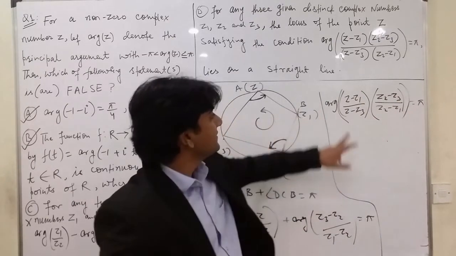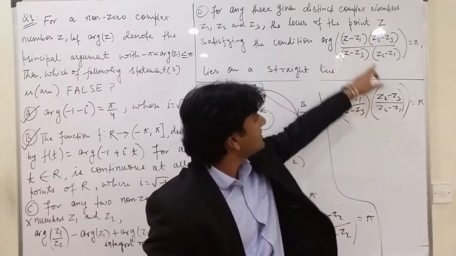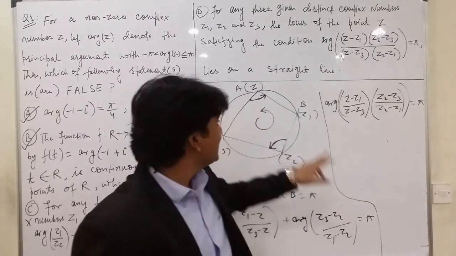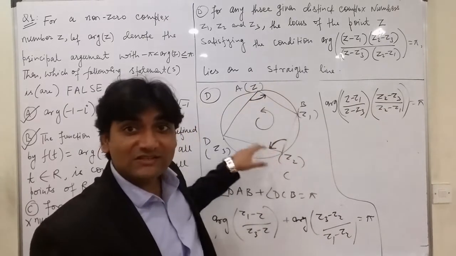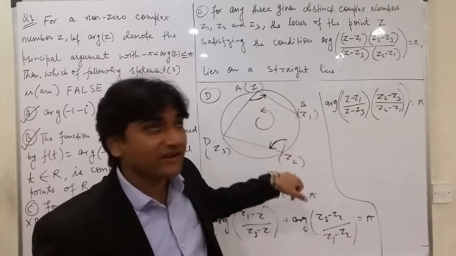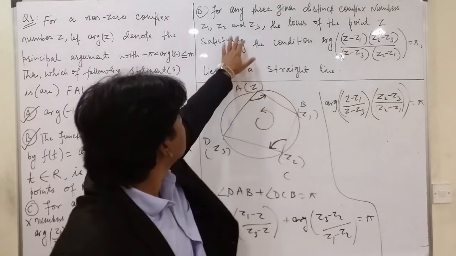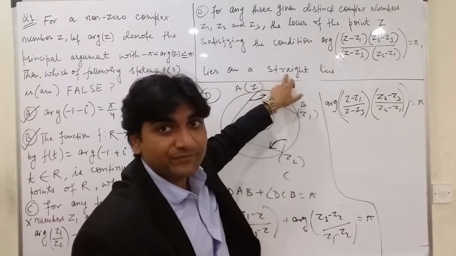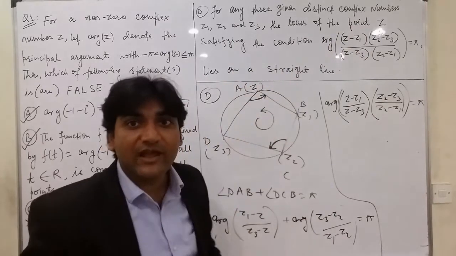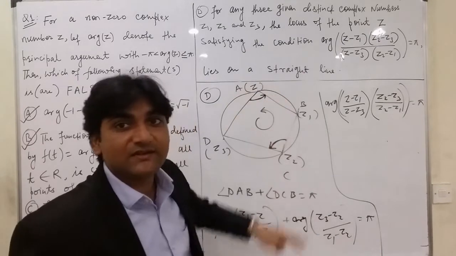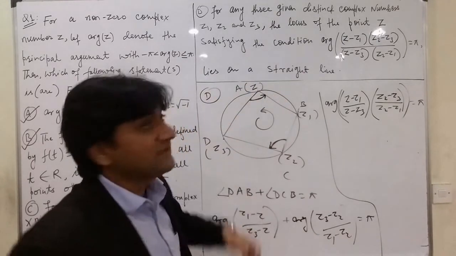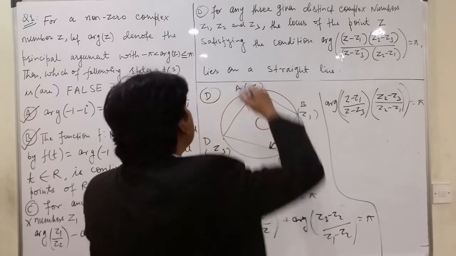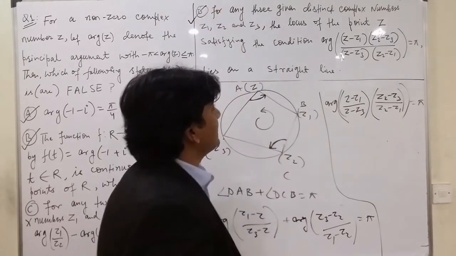So I got the same result. Argument of (z minus z1)(z2 minus z3) over (z minus z3)(z2 minus z1) equal to pi. So it means this z lies on the circle, not a straight line. This z lies on a straight line? But in reality, this z lies on a circle. It means option D is also false. But we have to select the false one, so we will select option D as well.